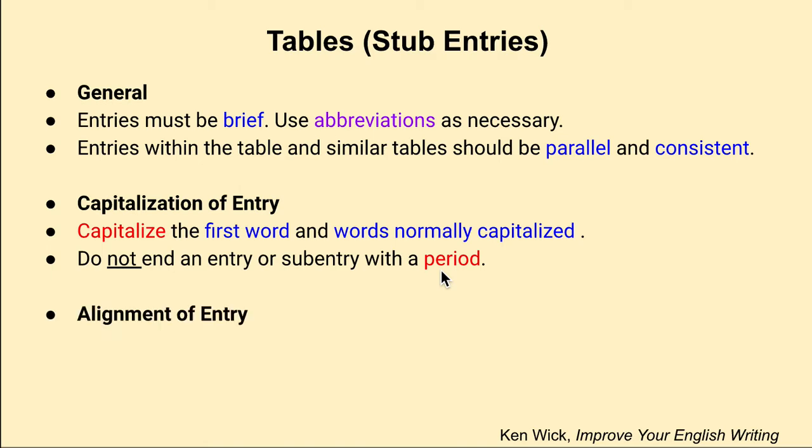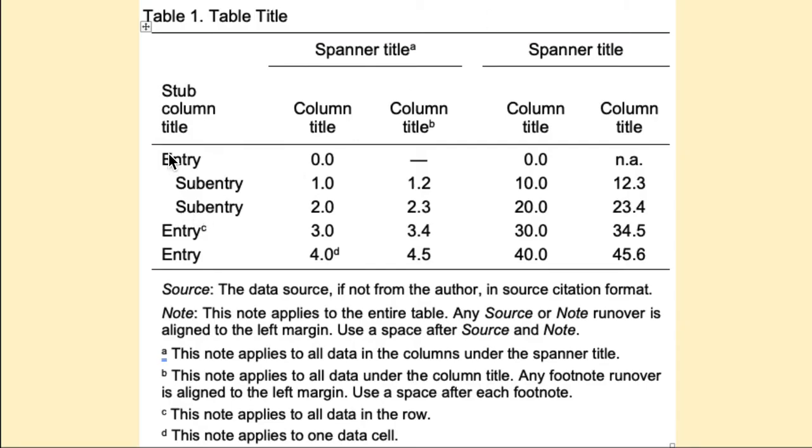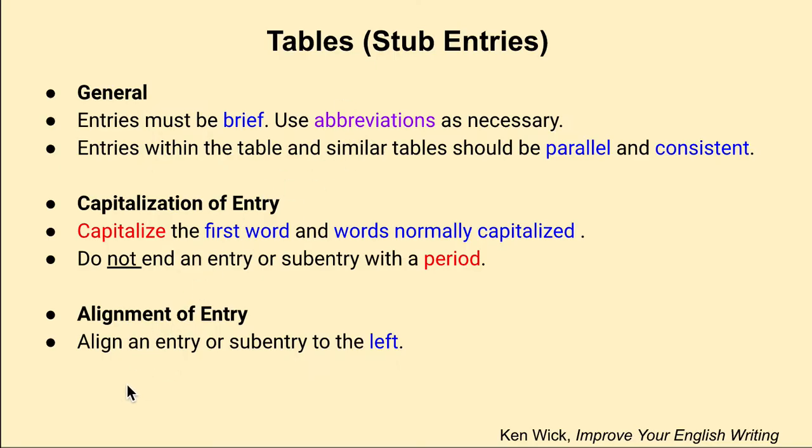And the alignment of the stub columns, or the alignment of entries, is to align an entry or sub-entry to the left. Notice how all these are aligned. If you looked at these, they're sort of all centered. Notice how in this stub column, everything is aligned to the left. So for stub entries, you align the entries and sub-entries to the left.